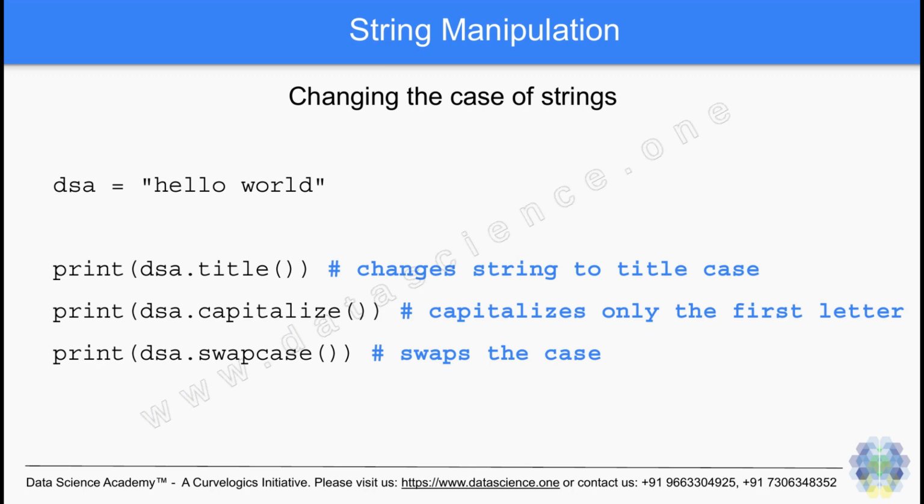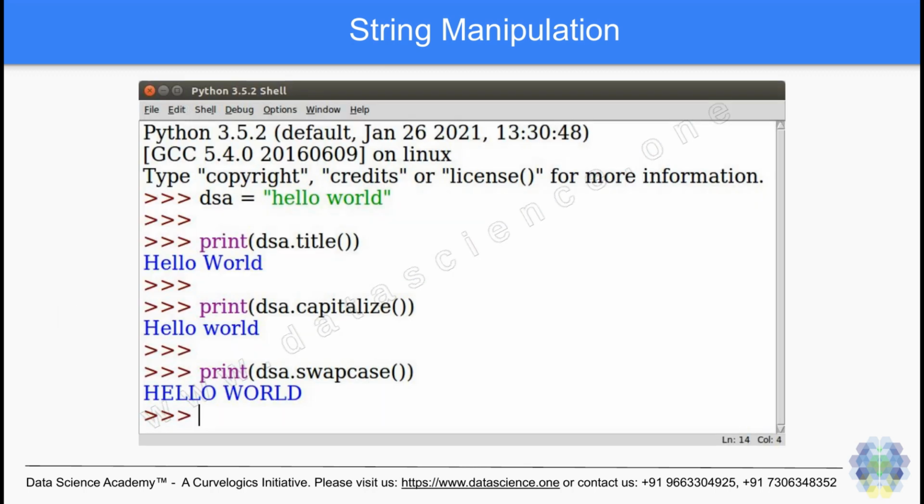Why not try the code by yourself? Did you get a similar output? The function, title, changed both first letters of the string to uppercase. Whereas, capitalize, only changed the first letter of the string to uppercase. Swapcase, in this example, changed all the lowercase letters of the string to uppercase. Play around with different strings to understand the specific application of these string manipulations.